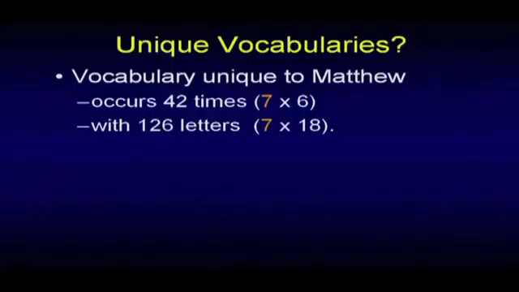Now, what about the unique vocabularies? Here's the one that gets to me. The vocabulary that's unique to Matthew is a vocabulary of words that occur 42 times, 7 times 6. It has 126 letters, a multiple of 7 exactly. Now, let's assume that Matthew did that on purpose. Matthew wanted to contrive to have this particular property, okay? How would he have organized this?